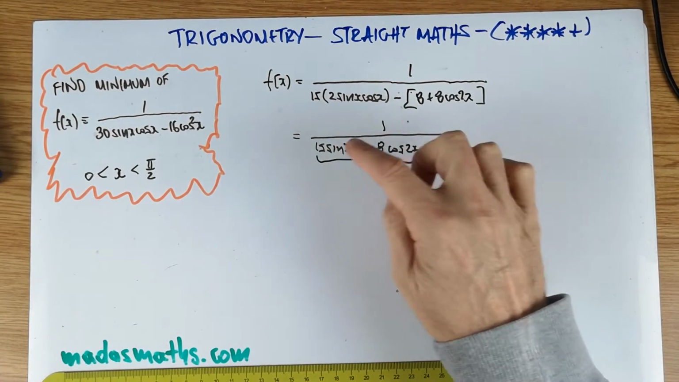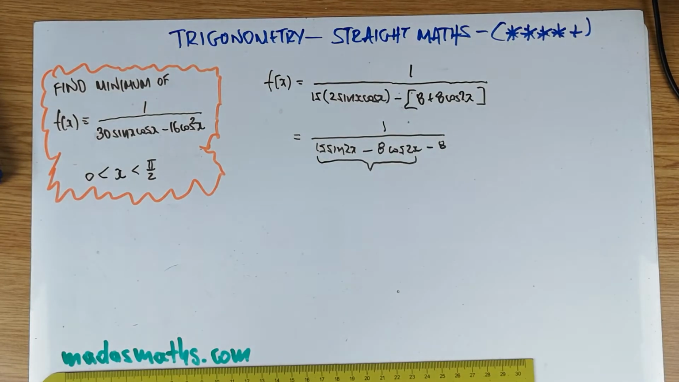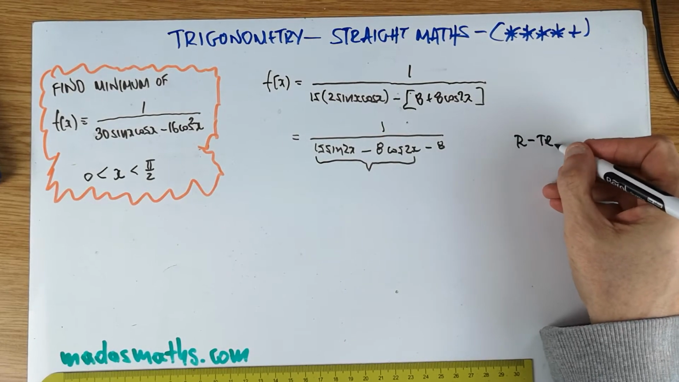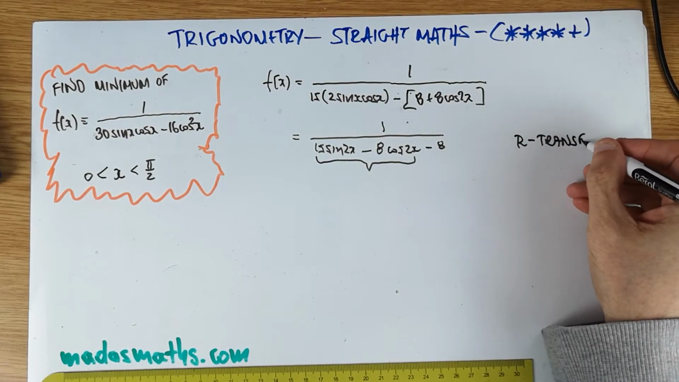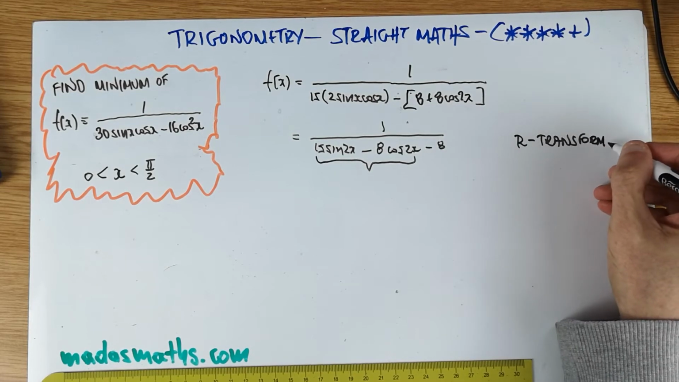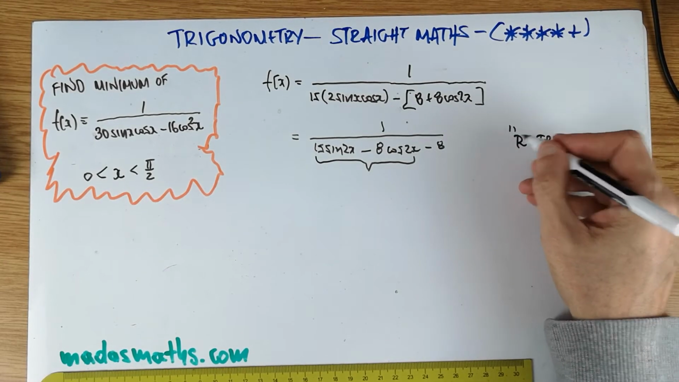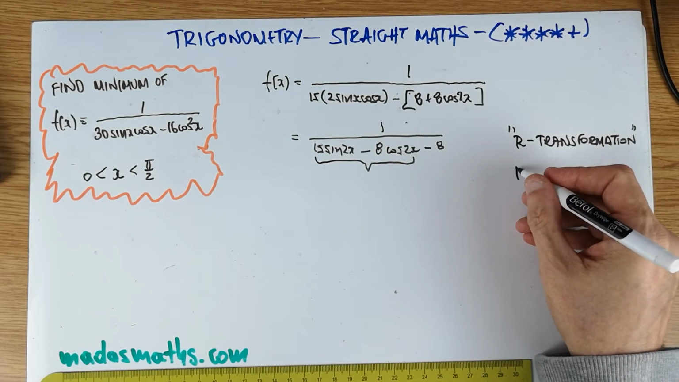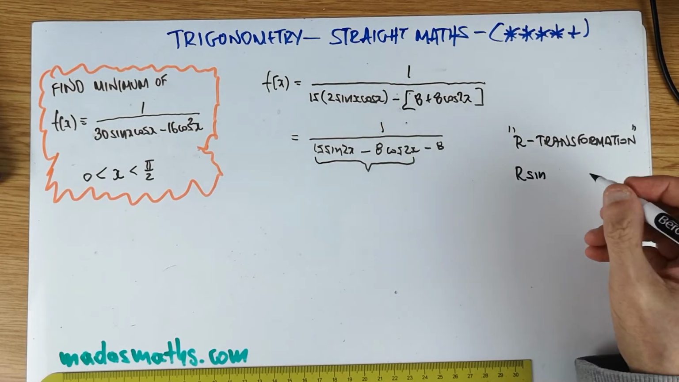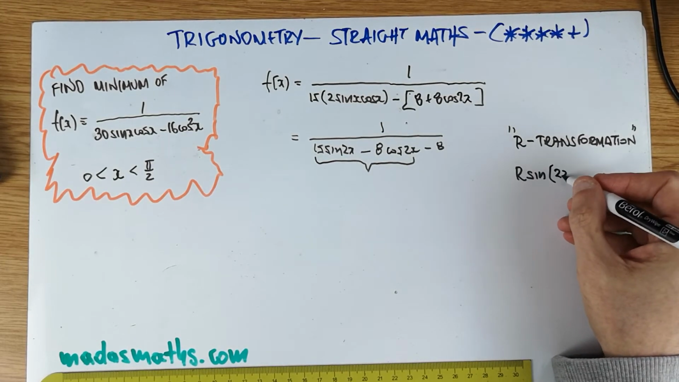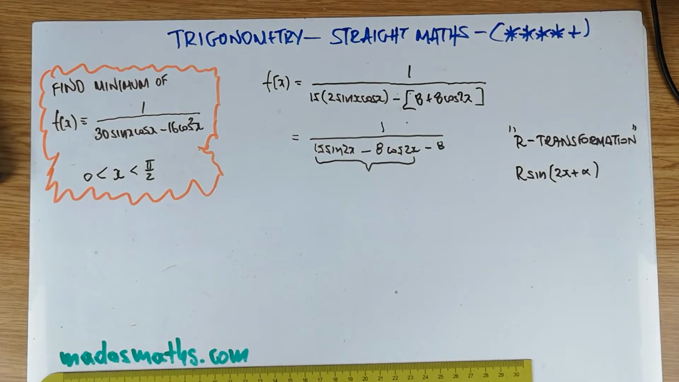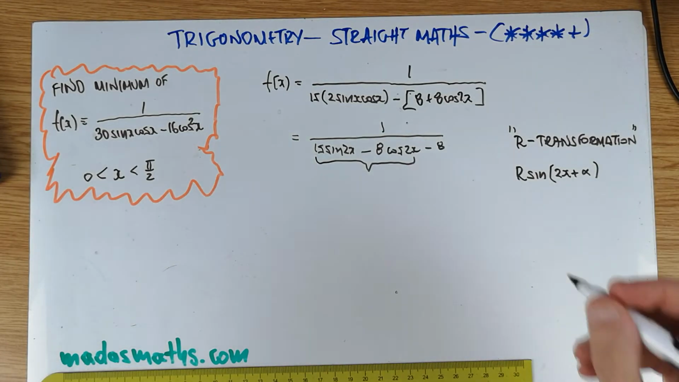For that -8, I've got no control. Have I got some control for that? The answer is yes, I can. This is, in fact, what I call an R transformation, and for obvious reasons, because we normally use an R transformation on, okay, in speech marks. So we can write this quantity as r sine of 2x plus some phase angle alpha, where r is of course a positive number, and this alpha will be an acute angle. Or we can write it as a cos.